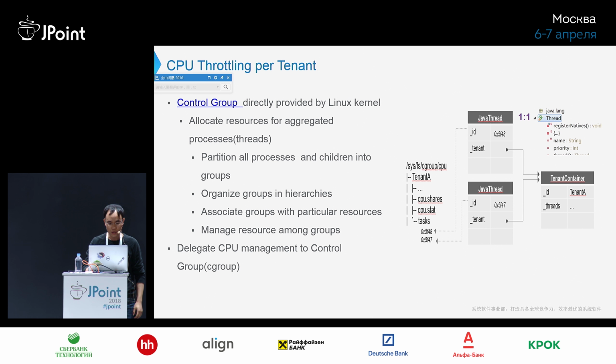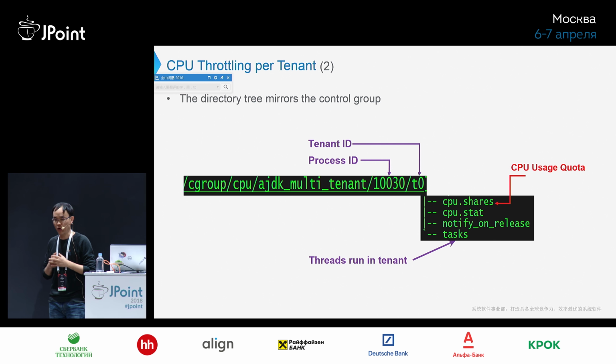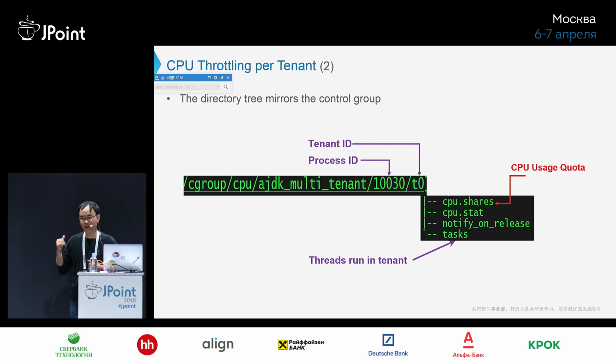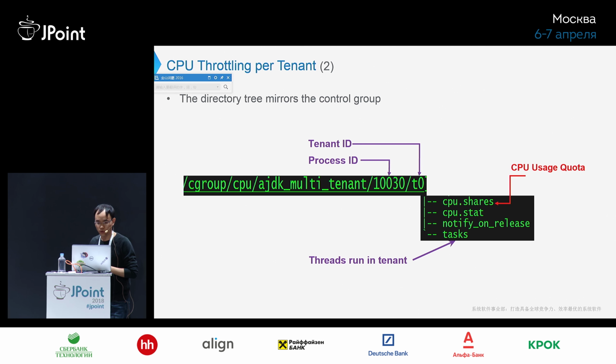Let's take a detailed example here. You know, a control group on Linux is represented by a directory. In this example, for tenant 0, we just create a tenant 0 directory. In this tenant 0 directory, it contains a tasks subdirectory, right? So all the threads in tenant 0 will be put in this tasks subdirectory.